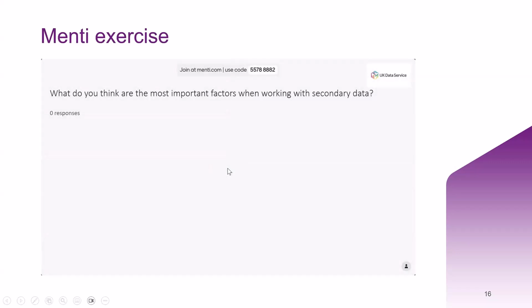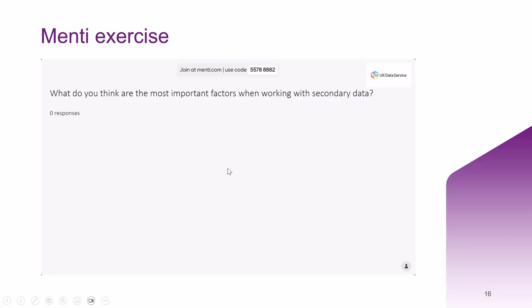Now, some of you might have not worked with secondary data, but I'm asking this question. I do think a lot of you have worked with secondary data. So data that's out there, it might be in a responsible repository. It might have been data that, for example, you've obtained from a colleague. What do you think are the most important factors when working with this data?